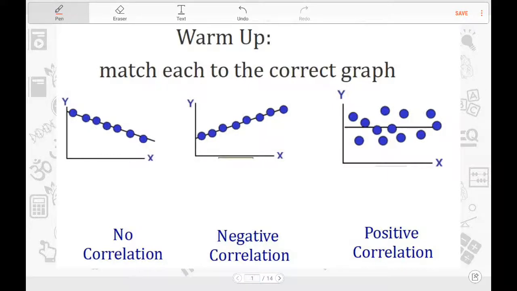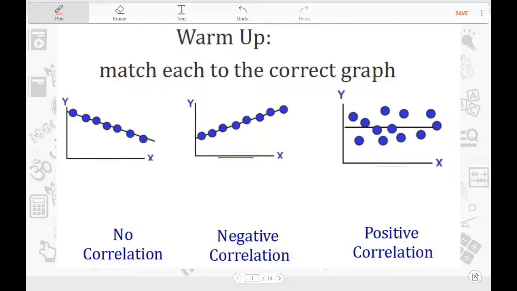So for today, our lesson is about positive and negative correlations, the correlation coefficient, and linear regression. Our warm-up for today, I want you guys to take a look at these graphs, and based off the words that you see below, match them according to the graphs that you see. I'll give you a few minutes and see where we're at.